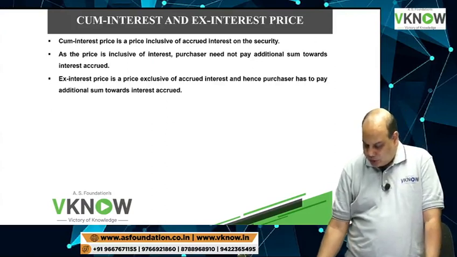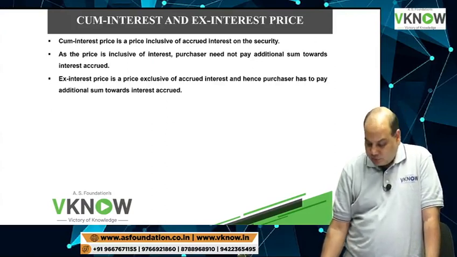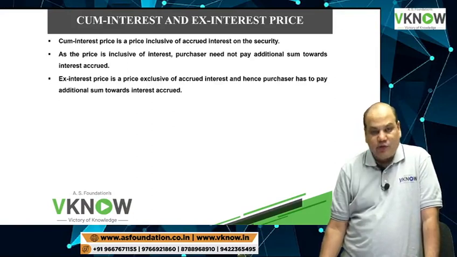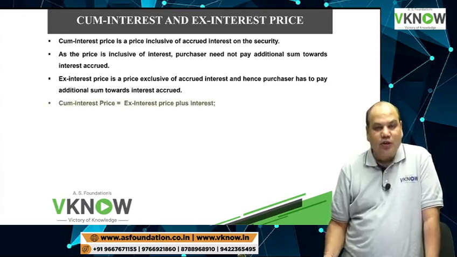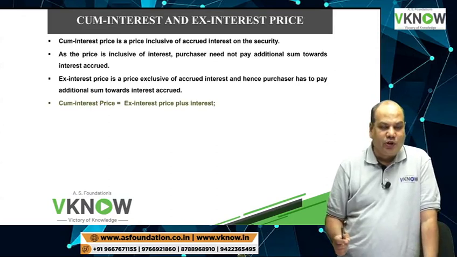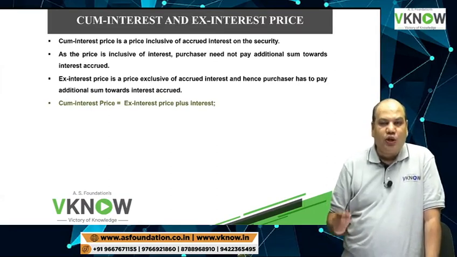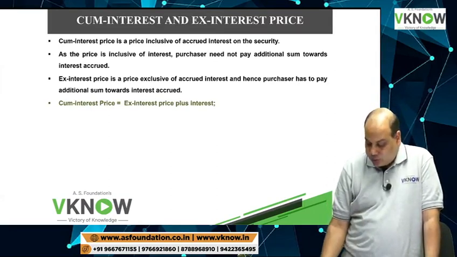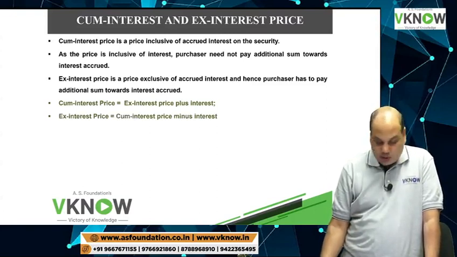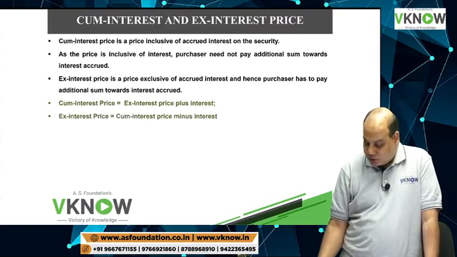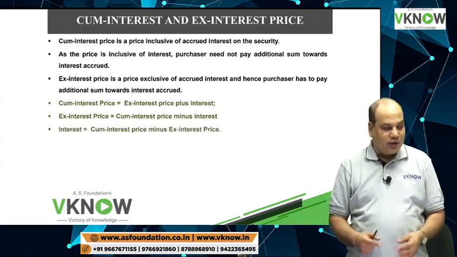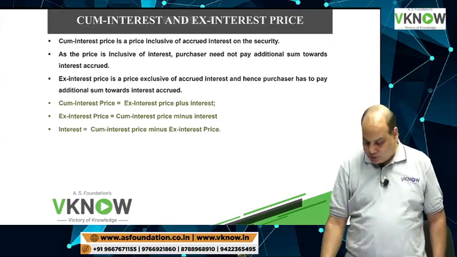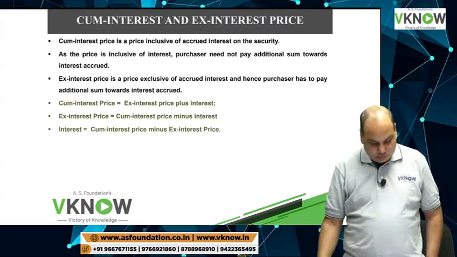So cum-interest price is including interest, ex-interest price is excluding accrued interest, and interest will be paid separately. In cum-interest price, interest is included in the price of the security, so separately you don't have to pay interest. Cum-interest price is ex-interest price plus interest. Ex-interest price is cum-interest minus interest. Interest is equal to cum-interest price minus ex-interest price. So this is the equation.